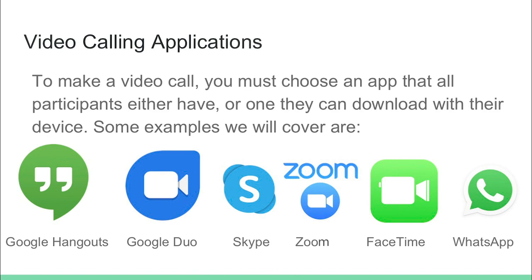These are some video calling applications that are available. To make a video call, you must choose an app that all participants either have or one that they can download on their device. You have Google Hangout, Google Duo, Skype, Zoom, which we're using right now, FaceTime, and WhatsApp. We're going to go through all of these in slight detail, and then we're going to get into Zoom more specifically.